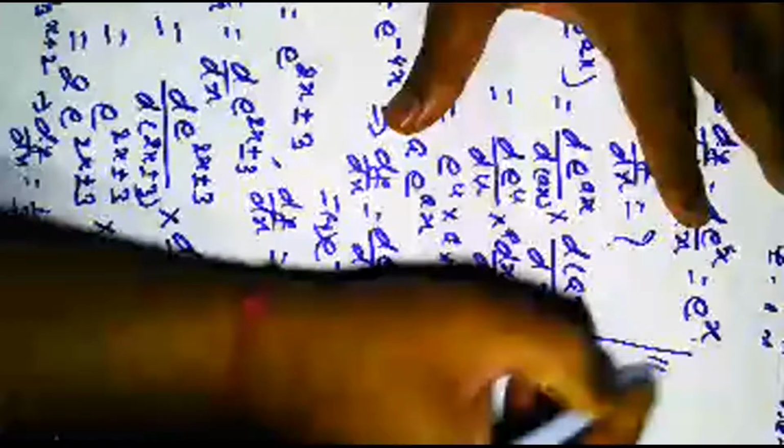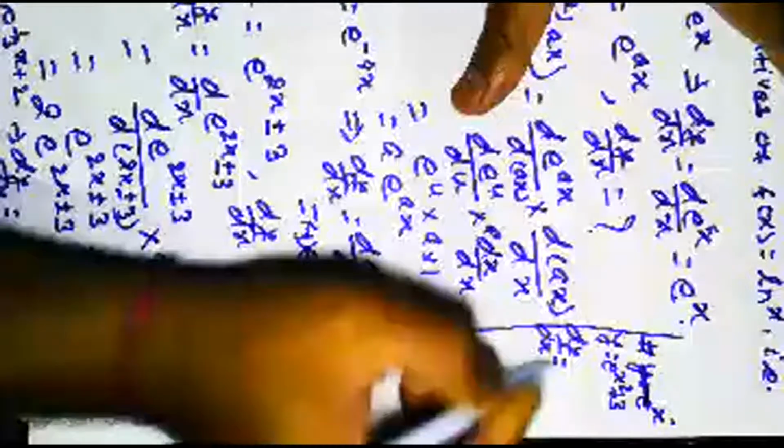Sometimes you may also have to encounter things like this. For example, I'm writing here, I hope you can see it, y equals e to the power x squared, sorry, y equals e to the power x squared plus 3, for example.